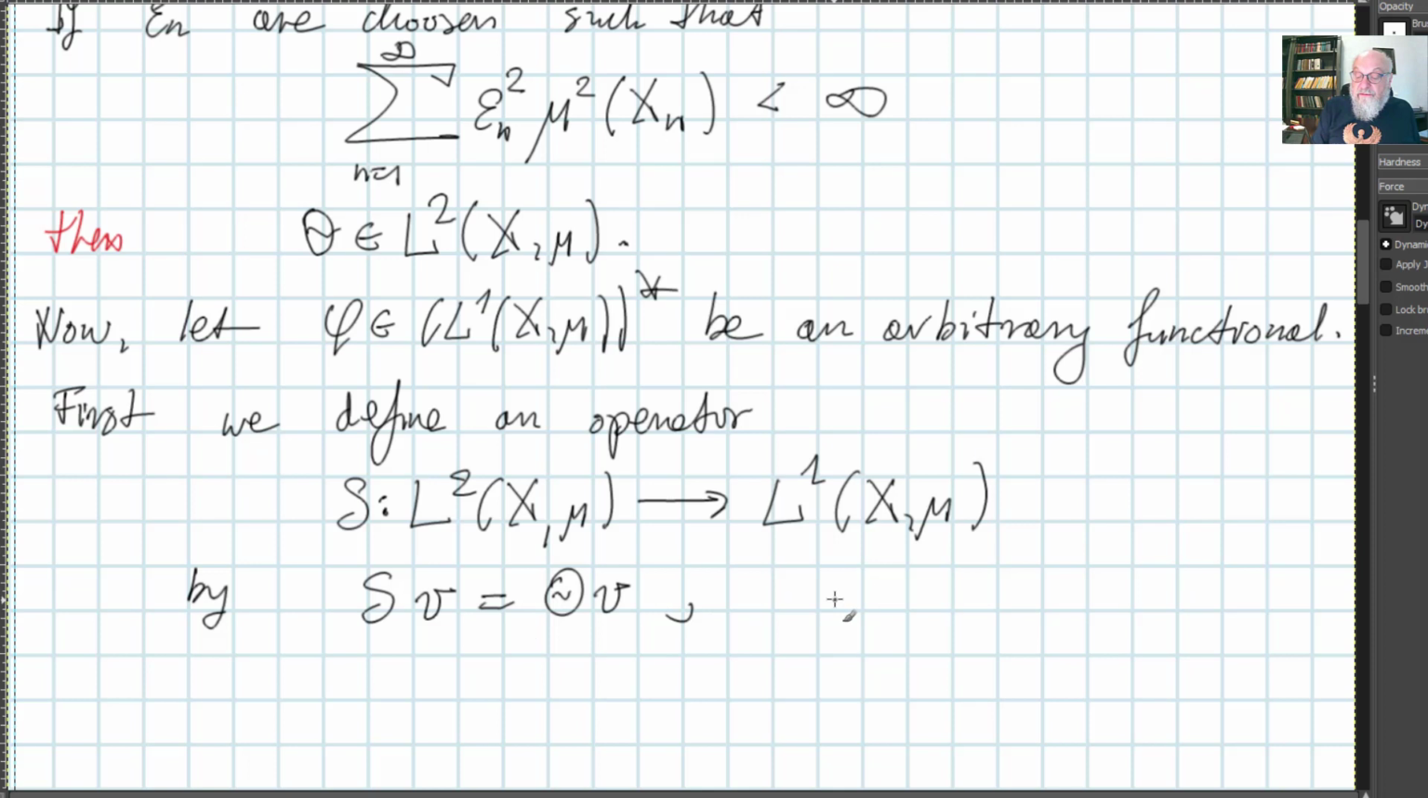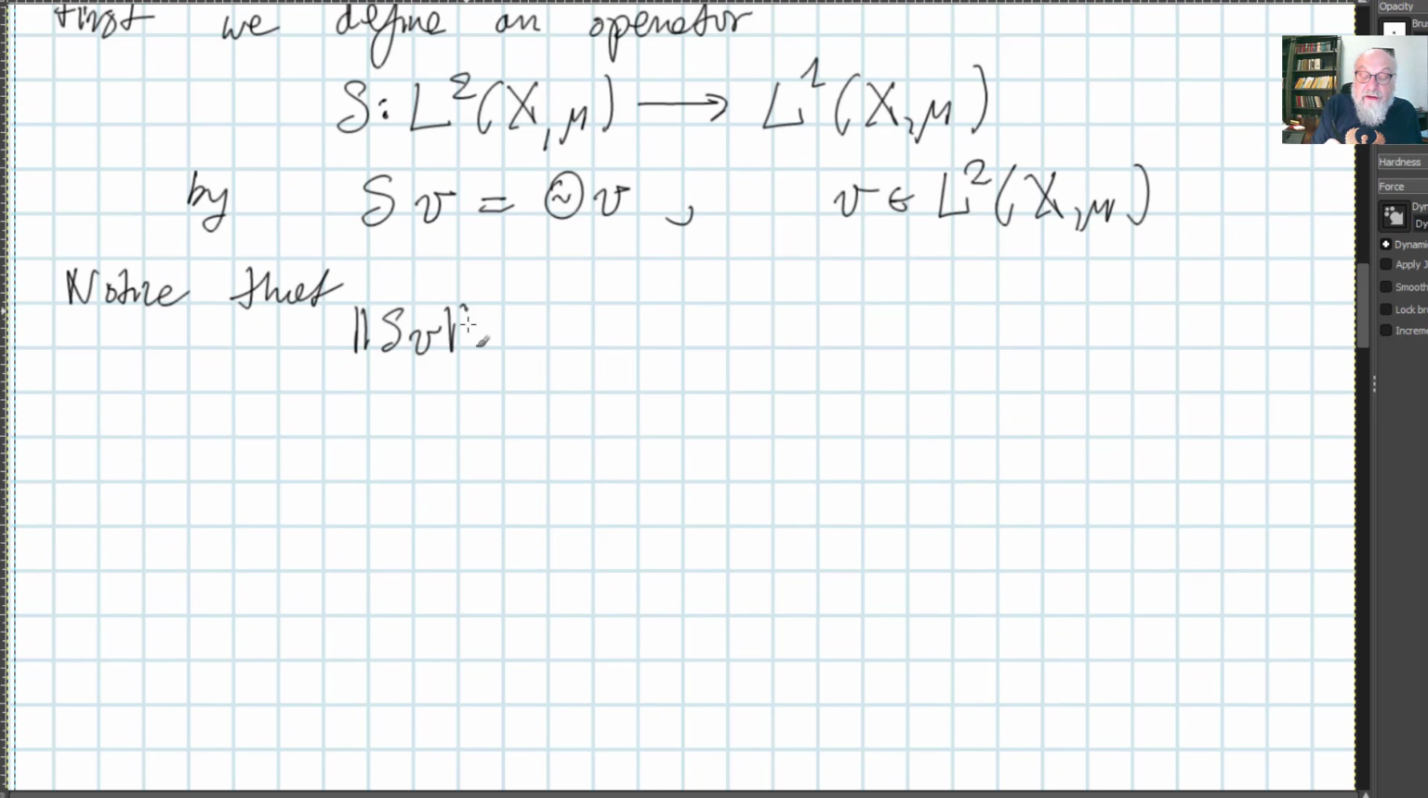So v is, of course, an element of L2(X, mu). Notice that if I take the norm of S of v squared, it will be nothing else than the integral over X of theta v d mu, so by the Holder inequality, this is smaller or equal than the L2 norms. Very good.